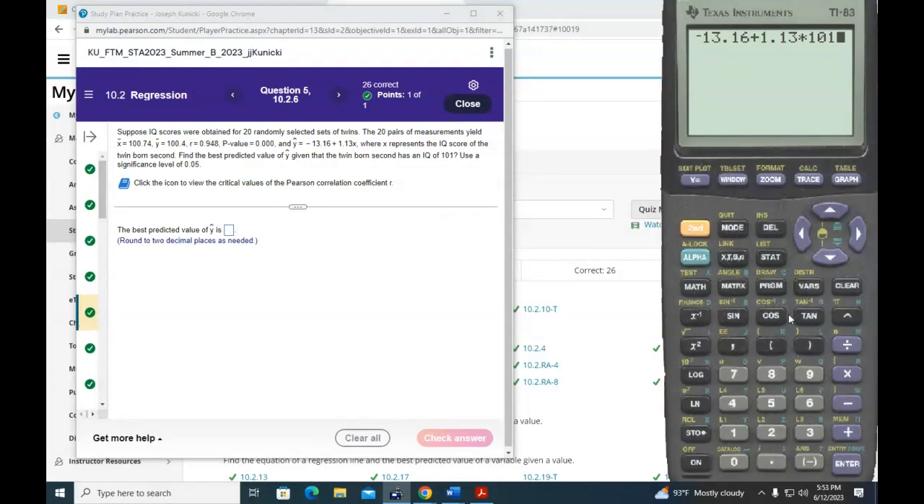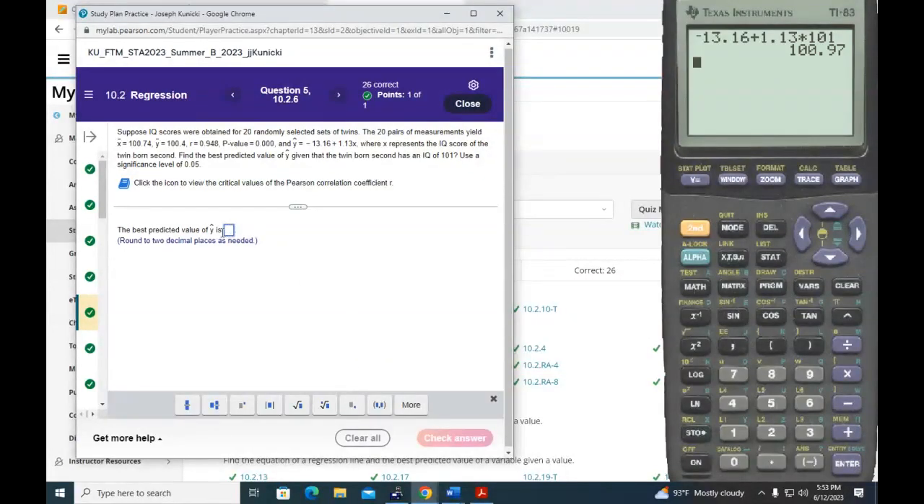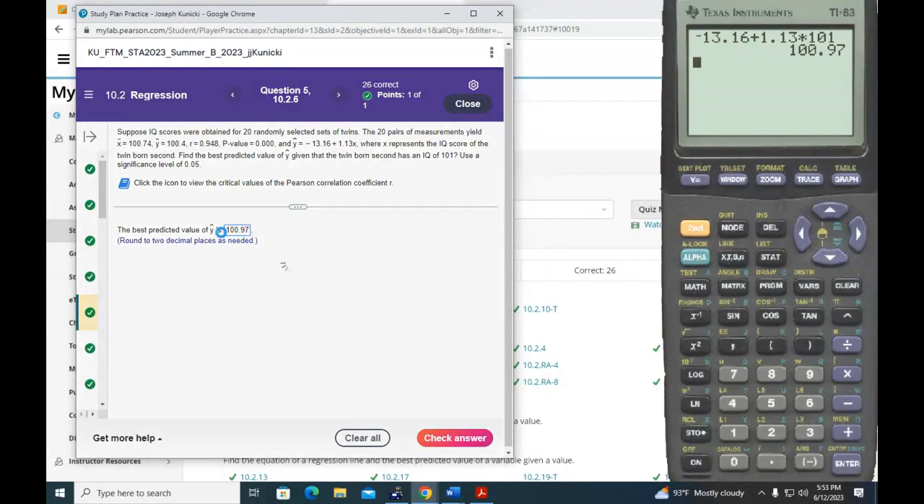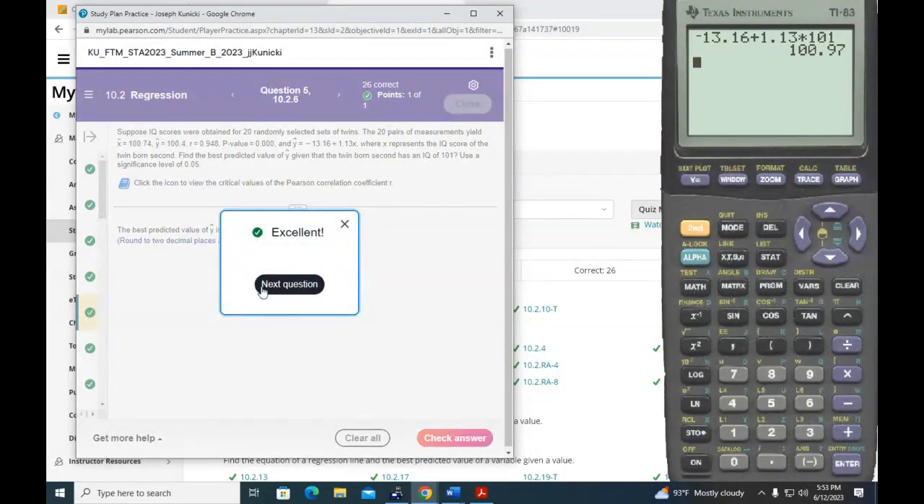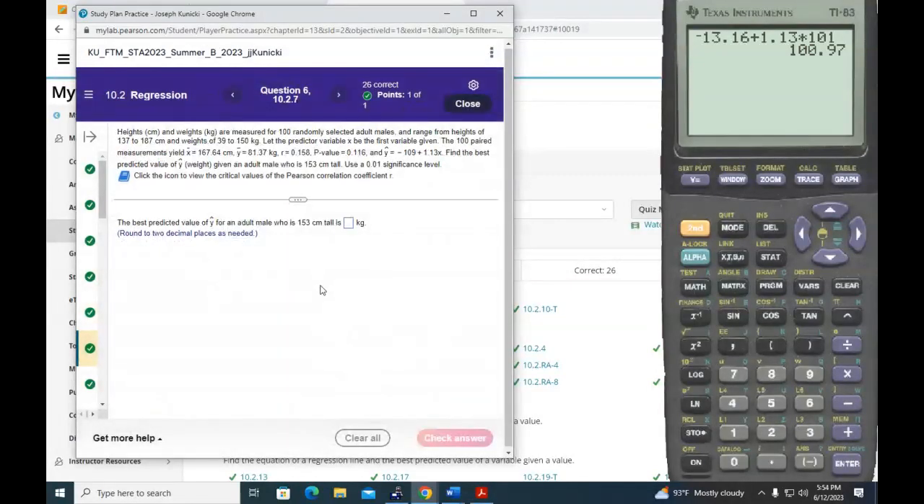So x represents the IQ of the second twin, and I'm just filling the 101 into the already given equation. Now you have an x value of 101. Could you predict the y value, the IQ for the first twin? Sure. So we would predict 100.97, 2 decimal places. Makes sense. That's it. Yeah, that's an example of what we do.